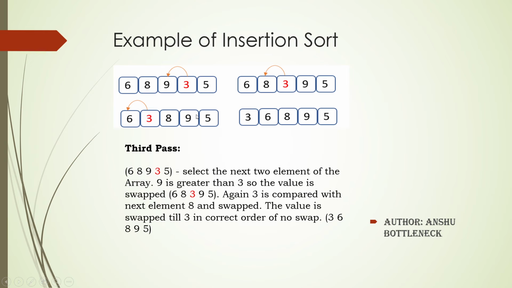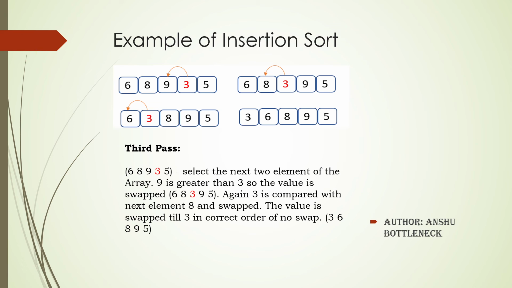So in the third pass, it encounters 3, which it will compare with 9. The value of 9 is greater than 3, so it will swap. Now again 3 will be compared with 8, so the value of 8 is greater than 3, again a swap, and then again 3 will be compared with 6, and again there will be a swap. Similarly, the same thing will happen with 5, and eventually it will end up here, and the list will be sorted.